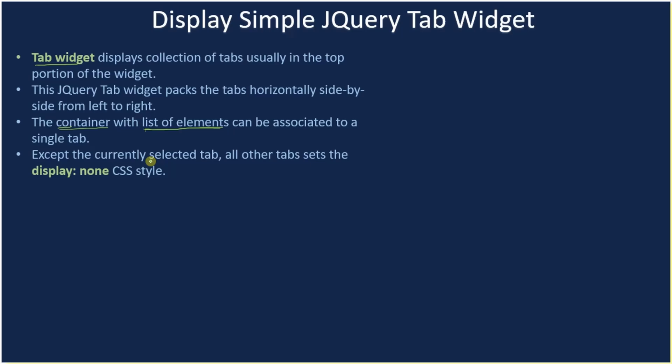Except for the currently selected tab, all other tabs have the display none CSS style set. So that's how the tab widget works under the hood in jQuery UI. jQuery UI makes use of the display CSS property, and it sets all the other containers' display to none, so that the currently selected tab and its elements get displayed.